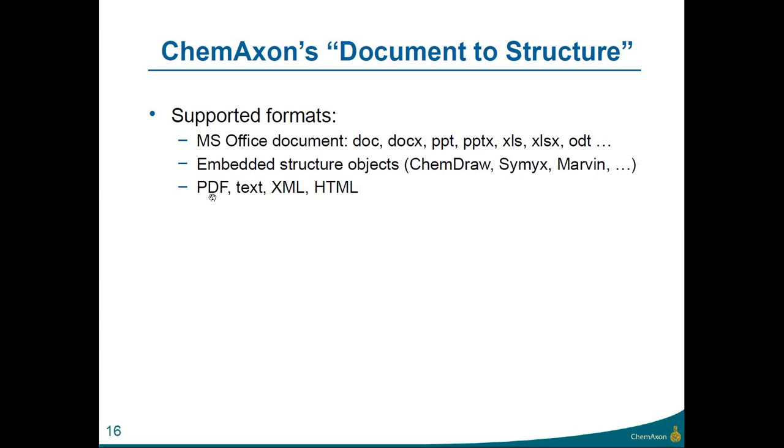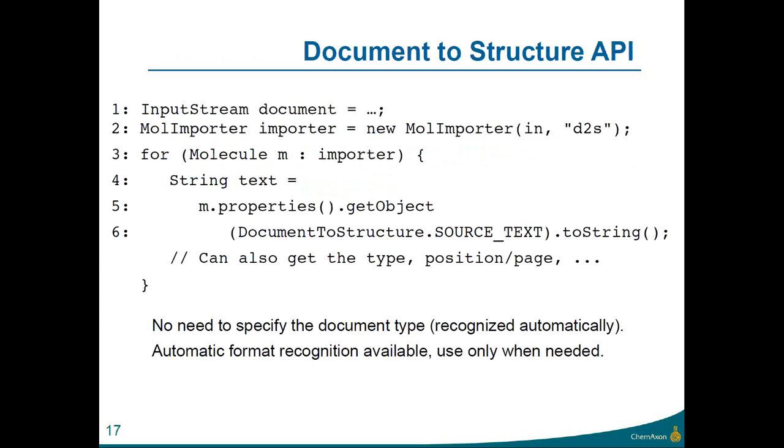And it works for PDFs, text documents, XML, HTML, or any text format. There's some special handling for markup in XML and HTML. Okay, so this is what it's doing. And so how can you use it? Well, in this case, what you have is a document. So for instance, probably you can access this document as the input stream. So it's a stream of bytes. And actually, you can see that it's very similar to what we did before with name to structure when you want to do batch conversion.